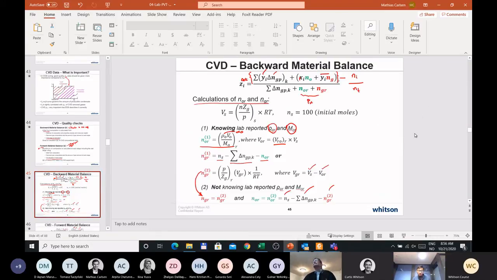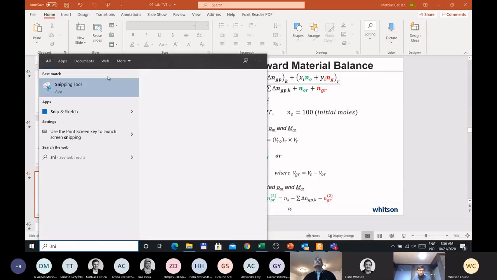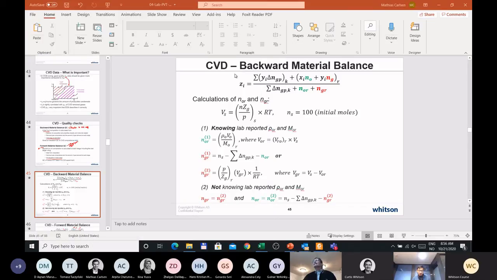So it's very messy. Just delete this, and then you can take the snapshot.